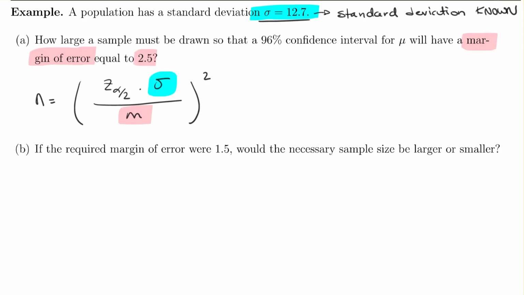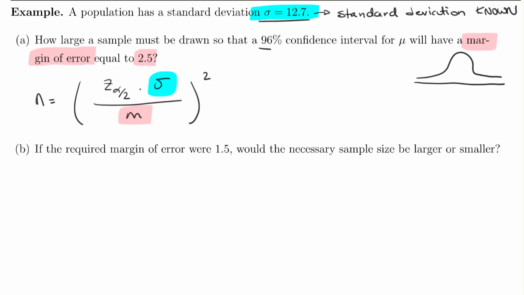So I see that I've already got the margin of error, it's 2.5. I've already got sigma, it's 12.7. All I need to find is Z alpha over 2. Now that notation of Z alpha over 2 tells me I'm finding the critical value using my cumulative normal distribution. It's not T alpha over 2, which is students' T distribution. It's Z alpha over 2. So in order to help me find this value, I'm just going to sketch my standard normal curve.